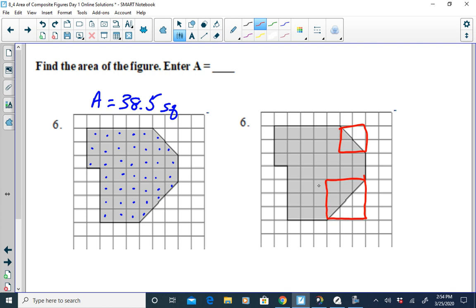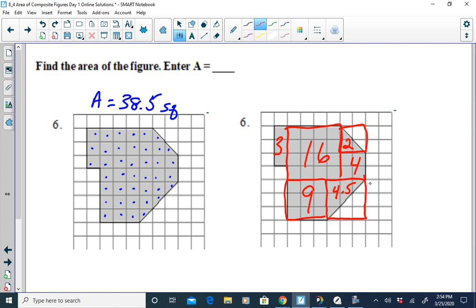What do we have? If I do this here, I know that's 9, and then if I do this here, that's going to be 4 by 4, that's 16, and 3. Then I know this is half of 4, so that's 2. This is half of 9, that's 4.5.